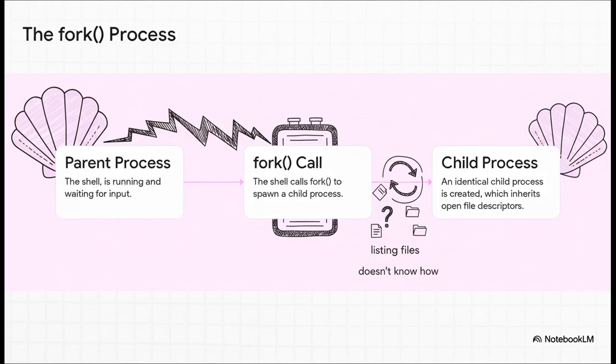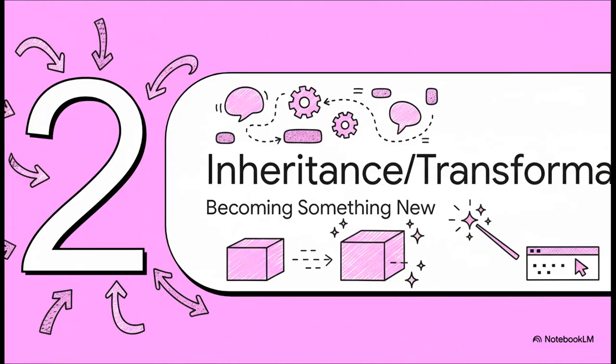So now we have two processes, but, and this is the crucial part, at this exact moment, that new child process is still a shell. It's a perfect clone, remember? It has no idea how to list files. It needs a transformation, a serious makeover. So that brings us to the big question, right? If the child is just a perfect copy, how in the world does it morph into the command we actually want to run? Well, this is where this beautiful dance between inheritance and transformation comes into play.